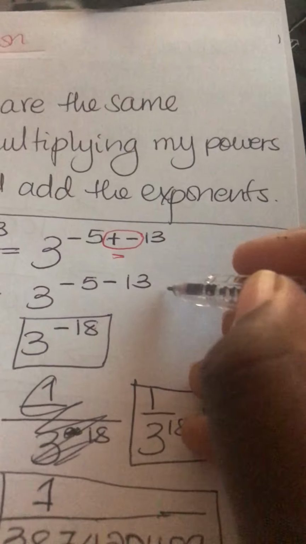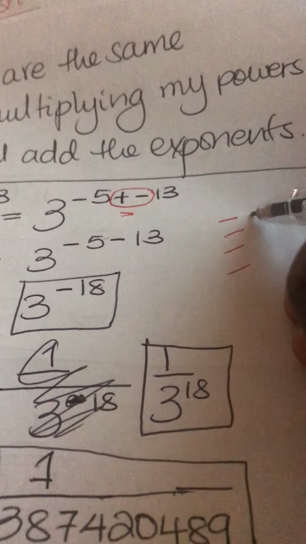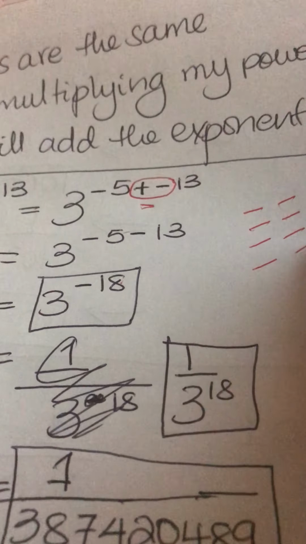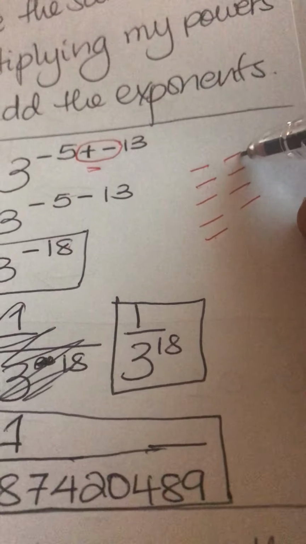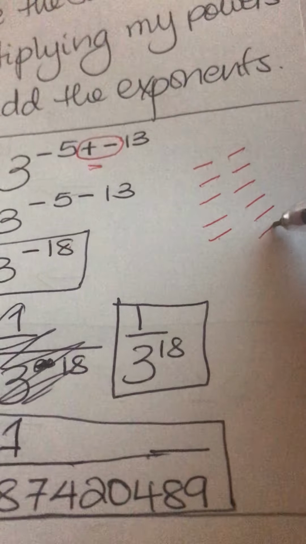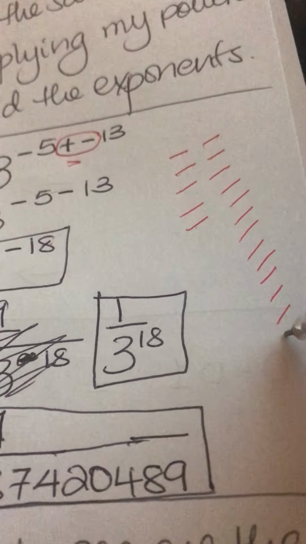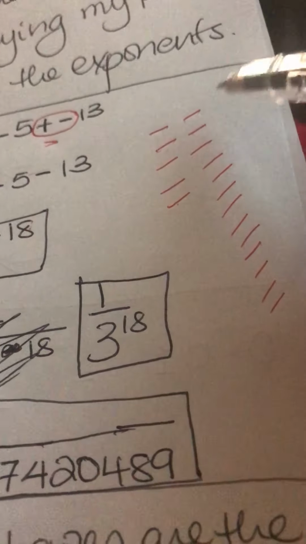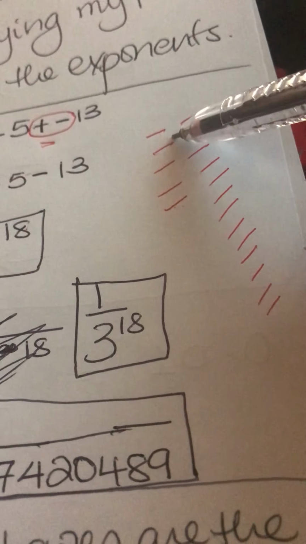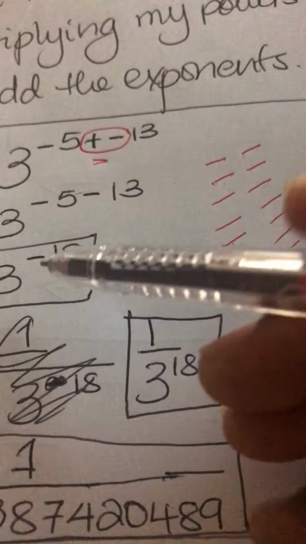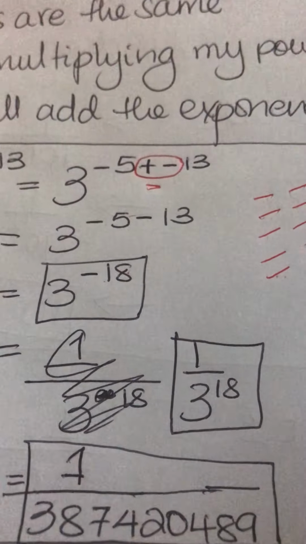Okay? So how do I know? Negative 5 and negative 13. 1, 2, 3, 4, 5, 6, 7, 8, 9, 10, 11, 12, 13. I cannot make a zero pair, so I count them all together. So this is 13, 14, 15, 16, 17, 18. And they are all negatives, so there is my answer: 3 to the negative 18th power.